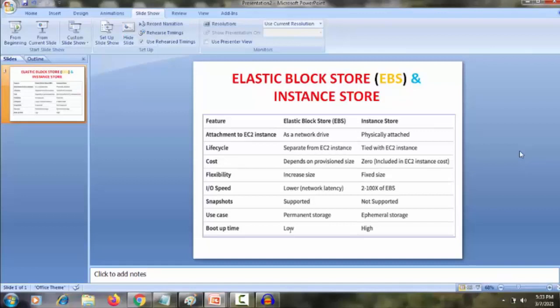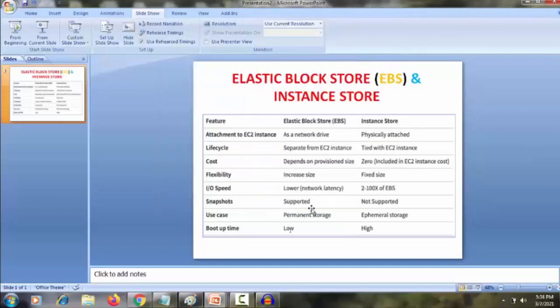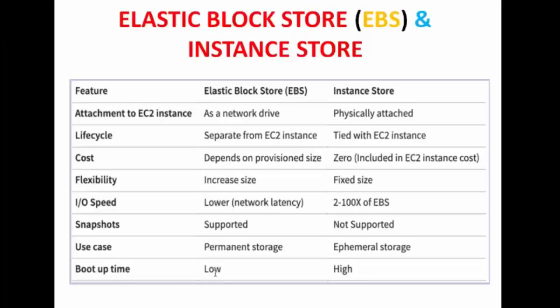What is the difference between Elastic Block Store, that is EBS in AWS, and instance store? That is what we will talk about in today's video. Let's start the study.